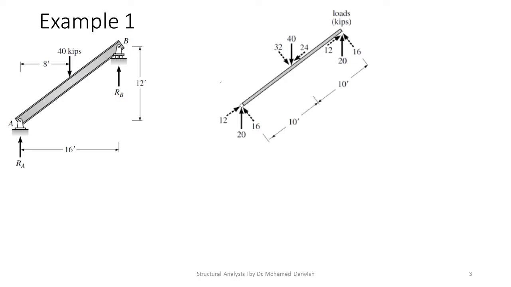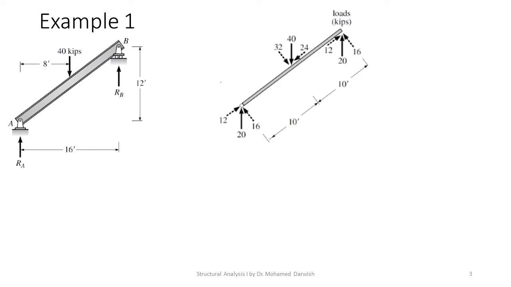So the component of the 40 that is parallel to the member is the 24. The component perpendicular to the member is the 32. Same thing for the reactions. We have two reactions, 20 kips and 20 kips up. When you resolve them, you will find 12 kips in the axial direction and 16 kips perpendicular to the member.